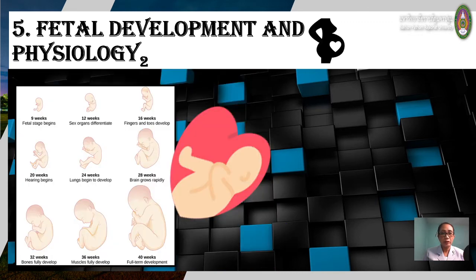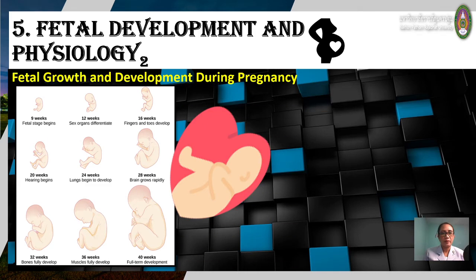So this is how it looks, from 9 weeks towards 40 weeks of pregnancy. At 9 weeks, as you can see there, it resembles a baby, but at 40 weeks, the organs of the baby are already full and ready for birth.